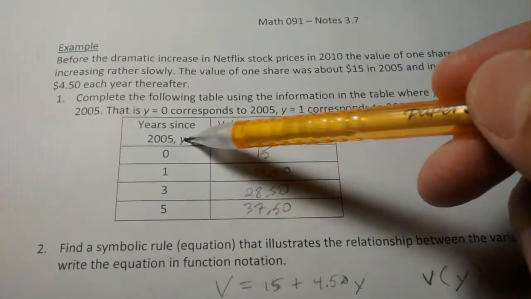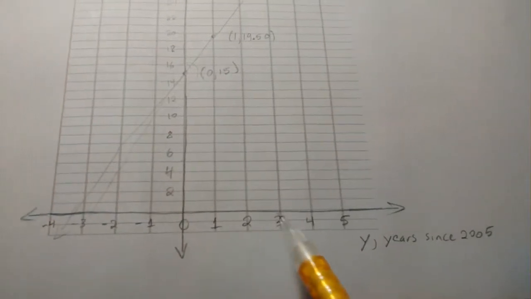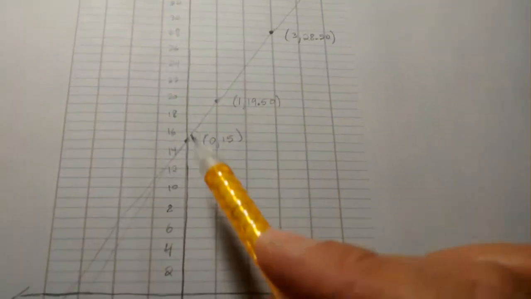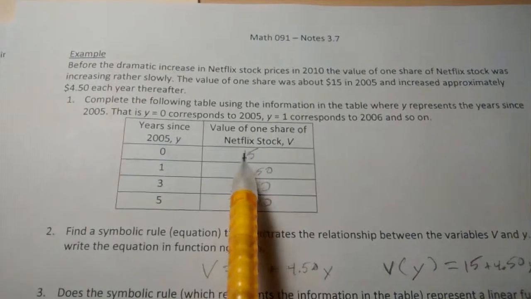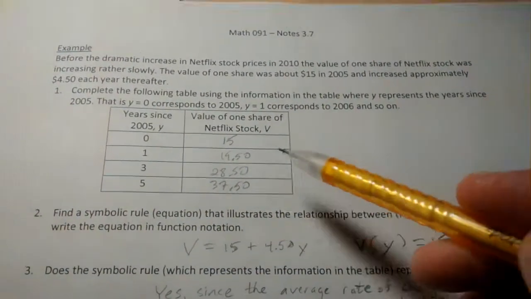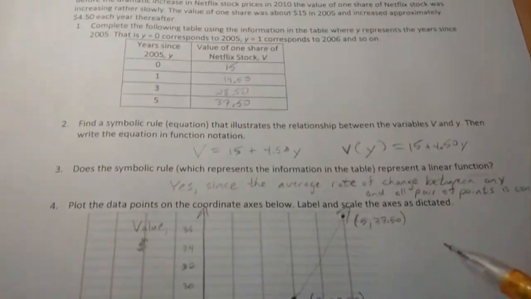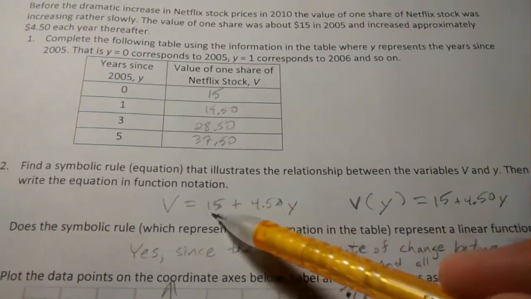When your input variable is 0 along this axis and you find the output value for an input of 0, it means you're going to be on that axis. So anytime you have an input value of 0, the corresponding output is where it crosses the vertical axis at that value. So the vertical intercept is this point right here, (0, 15), and it appeared in our symbolic rule here, in the second half of it anyway.